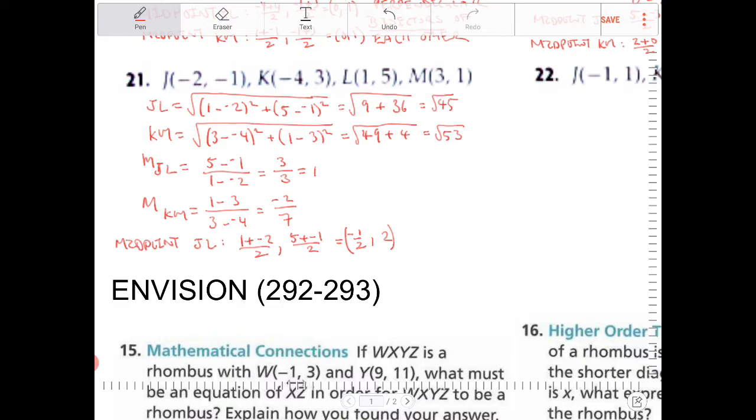And we're going to repeat this again for the midpoint of KM. So KM, 3 plus negative 4 over 2, comma 1 plus 3 over 2. And this would be negative 1/2, comma 2. So this is actually only a parallelogram. So JKLM is a parallelogram.